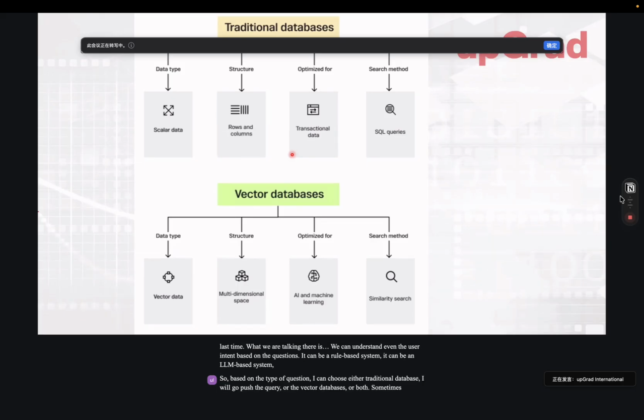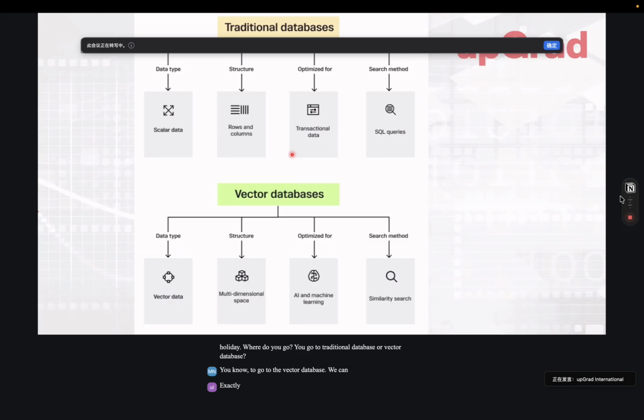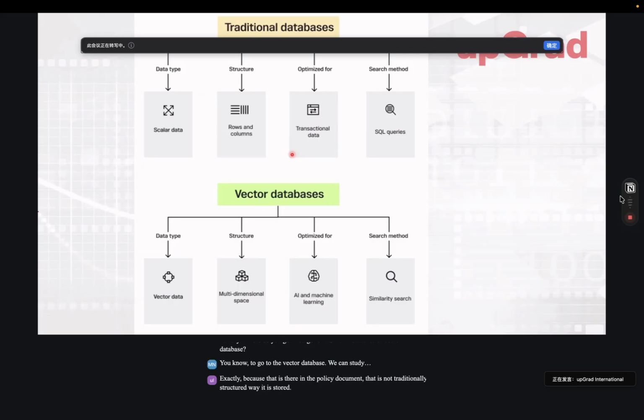Sometimes that comes under optimization. Sometimes I don't need to go to both. If I know very clearly the data will be in the traditional database, let me query that and get it back. Similarly, some data is very clear. If I ask what is the employee policy for optional holidays, where do you go, the traditional database or the vector database? You have to go to the vector database, because that is in the policy document. It is not stored in a traditionally structured way, so naturally you will go there.